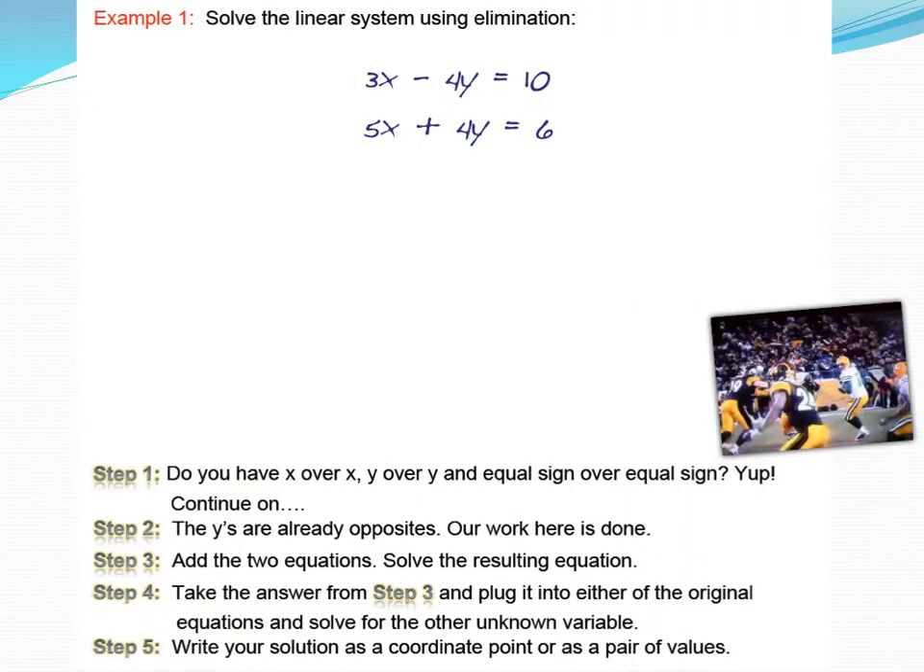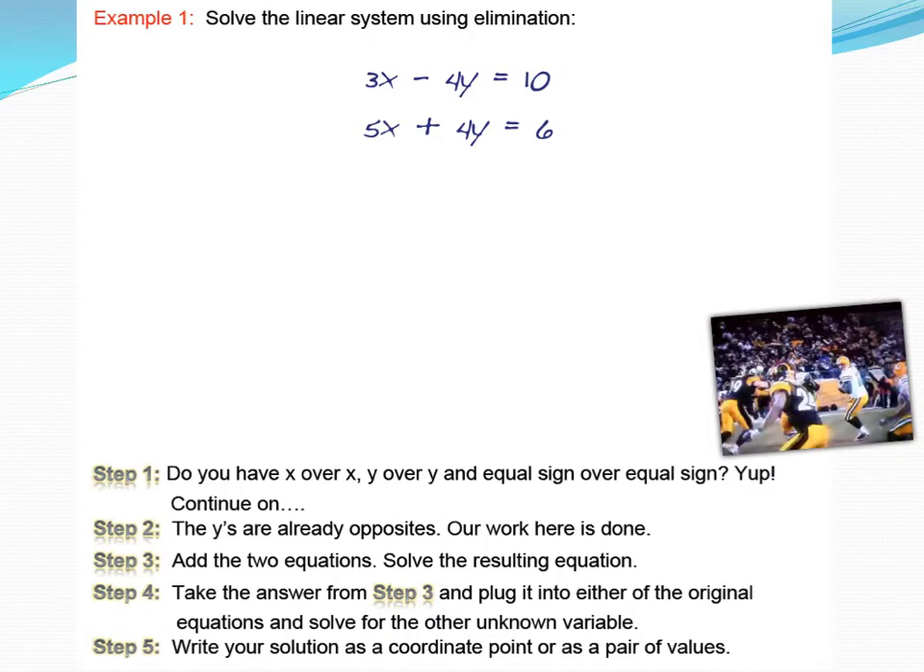Okay, so to show you the steps, let's go through an example. First thing, I look at my two equations. 3x minus 4y equals 10. 5x plus 4y equals 6. First thing that we ask ourselves: are the variables in both equations lined up? Notice here I have 3x stacked over 5x, negative 4y over 4y, 10 over 6. So I have like terms stacked together, so we're all set to go.